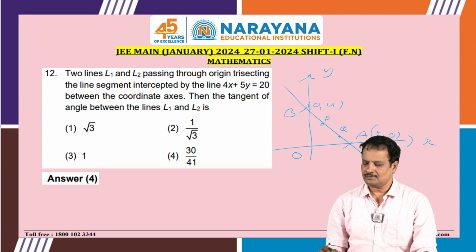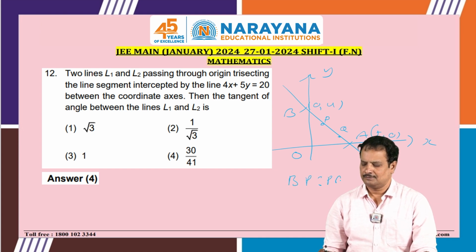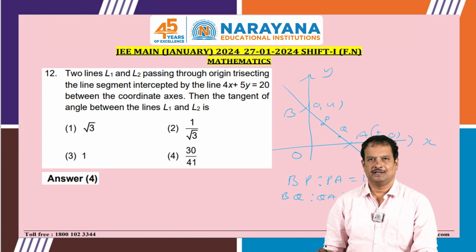AB there. Then P is the point which divides in the ratio 1:2. What I mean is BP is to PA is equal to 1:2. Similarly, BQ is to QA, of course, is 2:1. Using the section formula, we can find out the coordinates of P and Q.